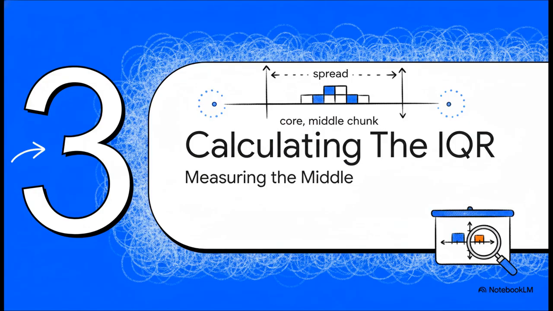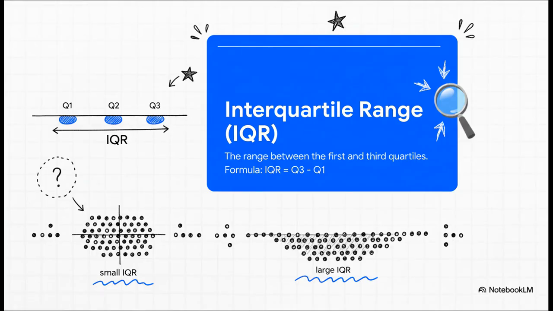Awesome. Now that we have our quartiles, we're ready for the next step, calculating the IQR, which stands for Interquartile Range. This is just one number that tells us how spread out that middle chunk of our data really is. The interquartile range is literally just the distance between Q3 and Q1. So the formula is super easy, Q3 minus Q1. This number is really useful. If the IQR is small, it means the data in the middle is all bunched up together. If it's big, the data is more spread out.